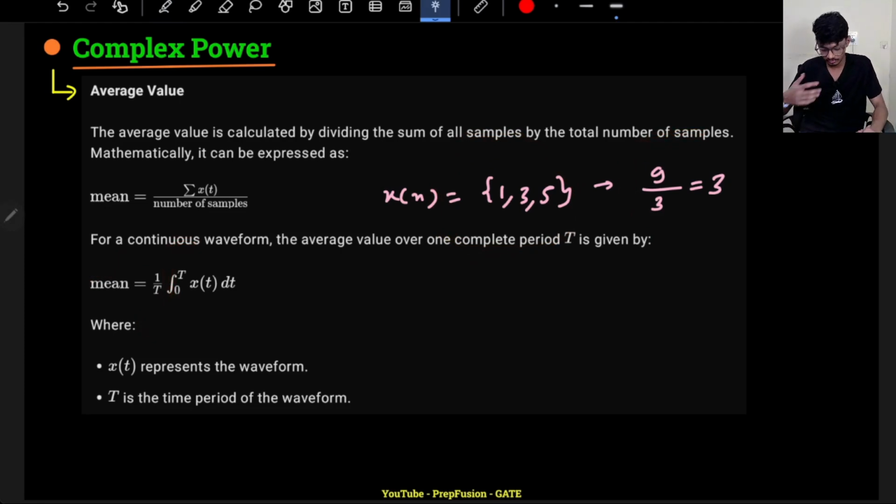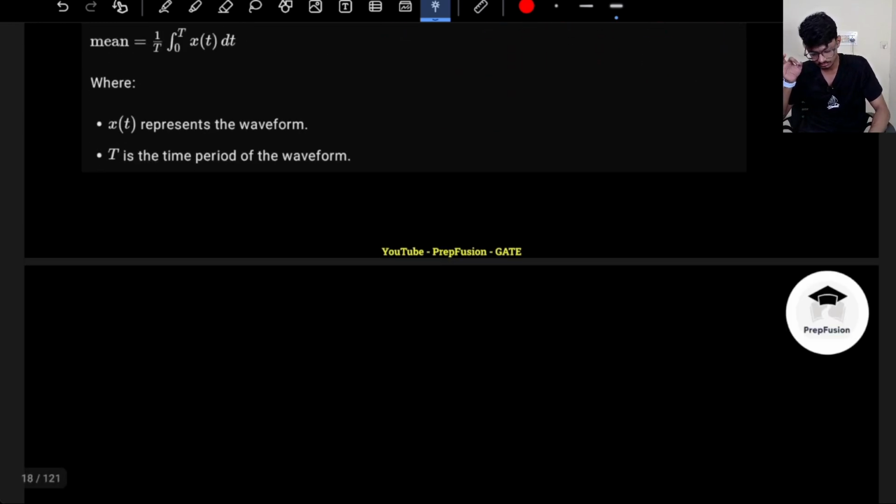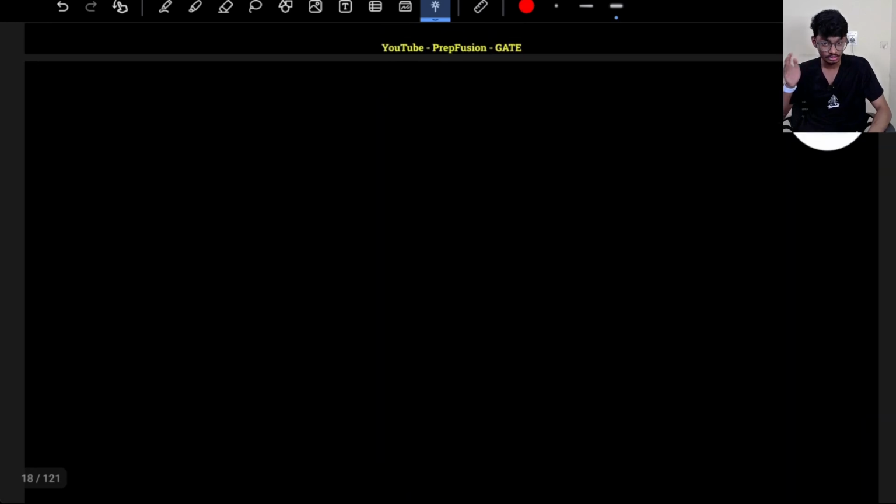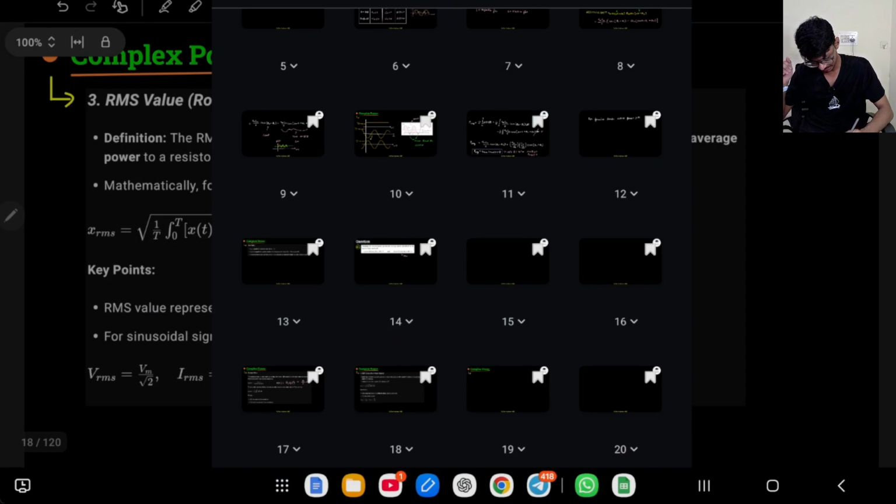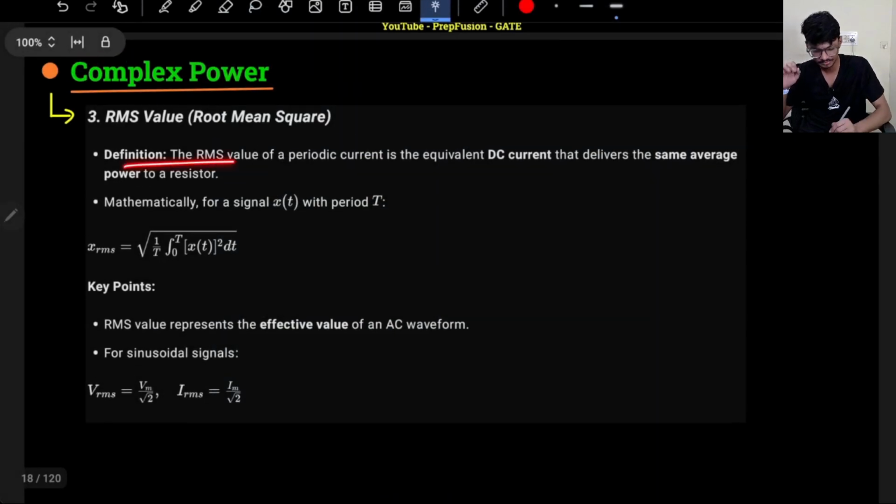So we will derive a few average values of a few standard waveforms. Also, we will derive the RMS value. So this was the average value. What is the RMS value? RMS value is basically the root mean square. RMS value is defined as the root mean square.